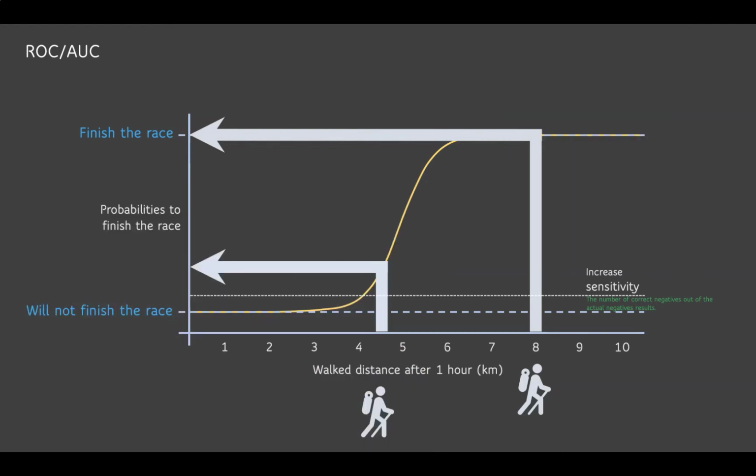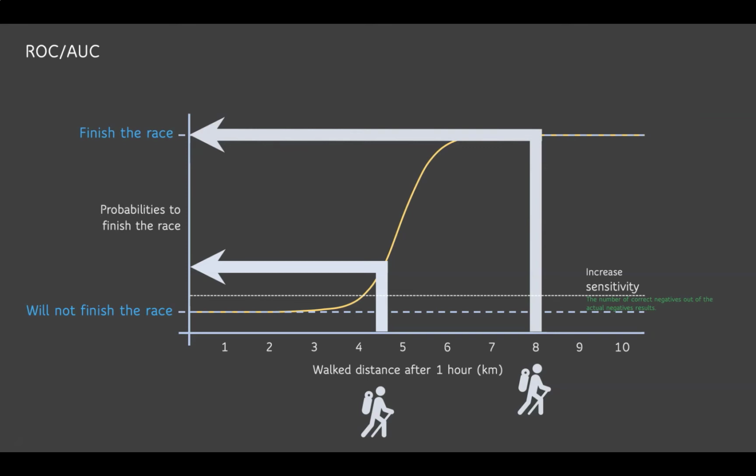The question we have is how to draw this line, where the threshold makes the most sense. To answer this, we have to answer what we want the model to actually show. Do we want to have a high sensitivity or a high specificity? ROC will help us with that.